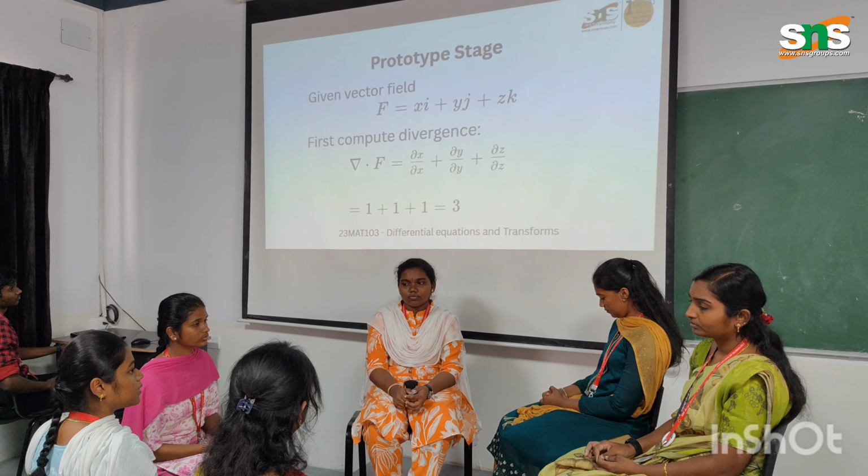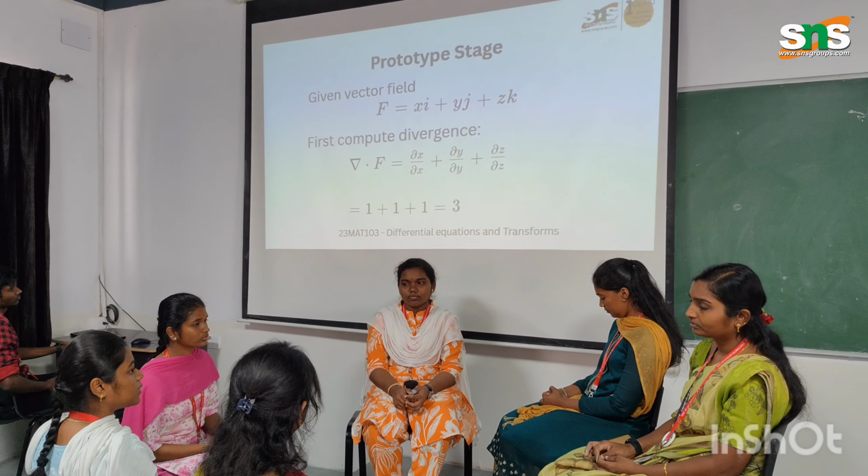Next slide. Now we apply the Gauss Divergence Theorem here. What is the value we found earlier? 3. So the triple integral over V is 3 into V. If the building is a cube of size 2 units, what will be the volume? It will be a cube, which is 8 cubic units. So multiplying the volume by 3, the flux will be 3 into 8, which is 24. 24 units is the total flux here.